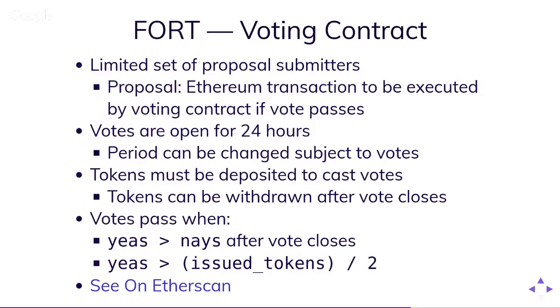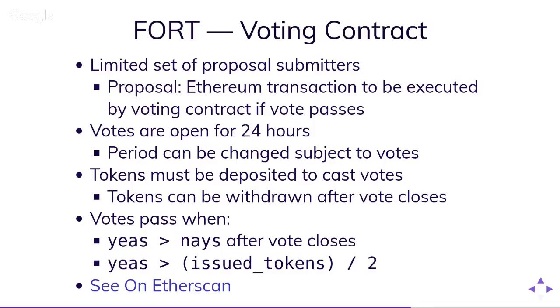So right now, there are 10,000 fort tokens issued. If 5,001 fort tokens voted yay on an issue, that transaction could be executed immediately without having to wait for the 24-hour period, because you cannot change your vote once you have cast it. So we know if the number of yays is greater than half the total issued tokens, that nays are never going to exceed the number of yays. So that's the voting contract.